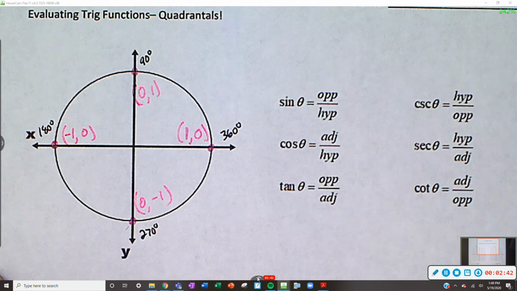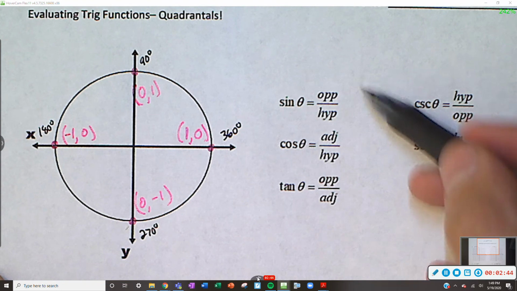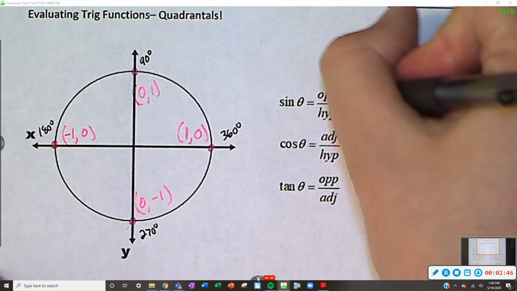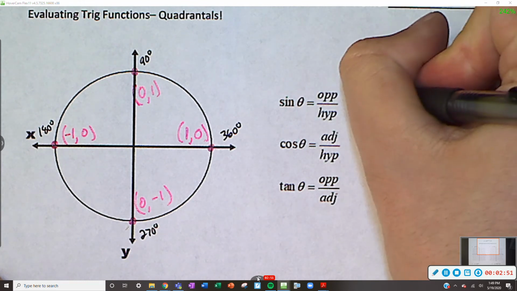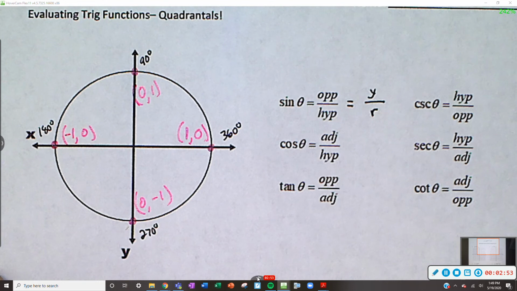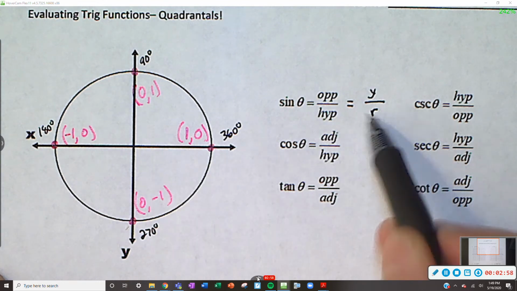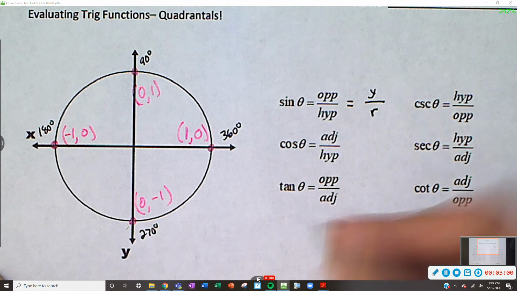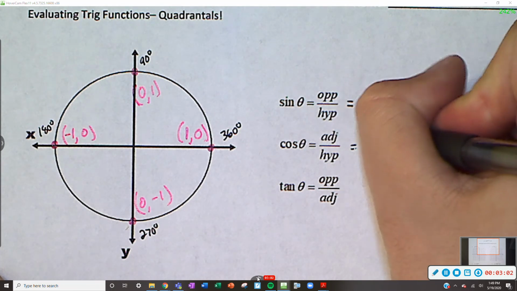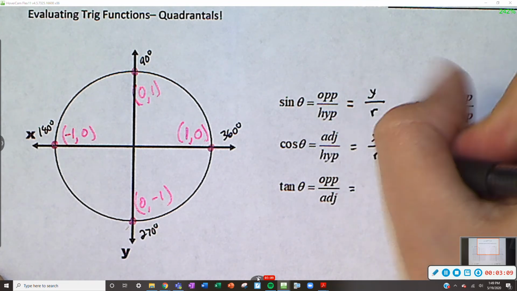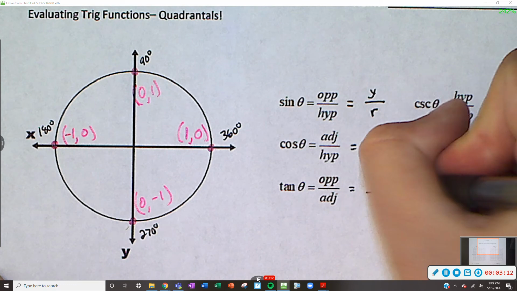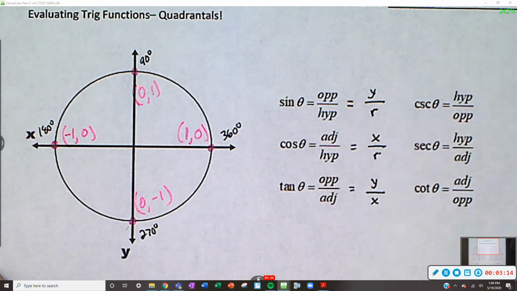So for sine of theta, we're used to saying opposite over hypotenuse. What we can also look at is the y value over the radius. Now, the radius, like we just said, is always going to be 1. Cosine is going to be the x value over the radius, which again is always 1. Tangent is going to be the y value over the x value.